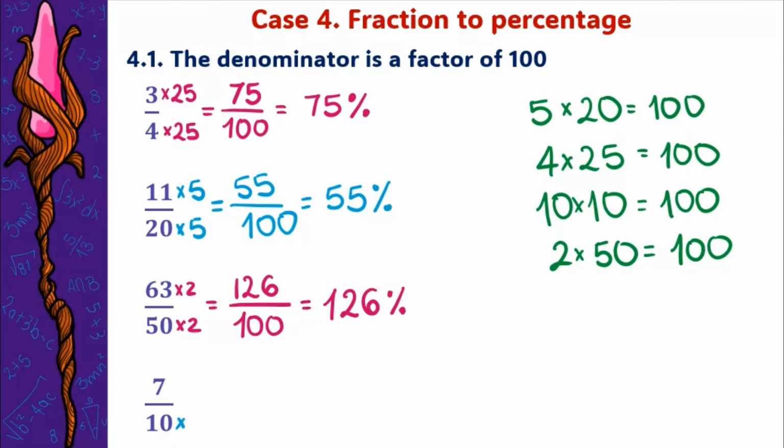Finally, this one, we are going to use this other multiplication. So we multiply by 10, top and bottom. Remember, always both of them. 7 times 10 is 70, and 10 times 10 is 100. So this is already going to be 70%.